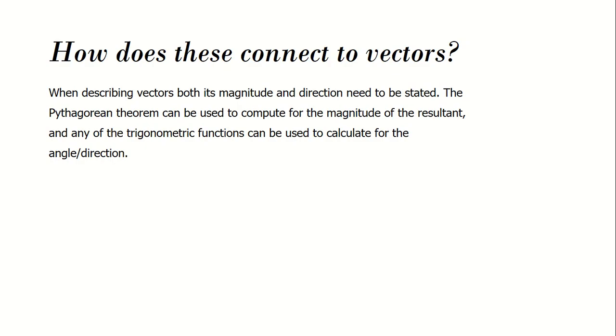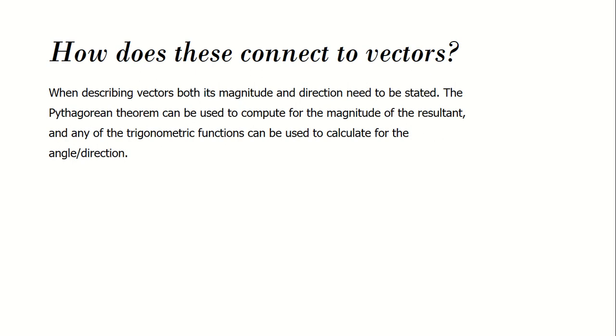Okay, now that we are done with the review of how to use the Pythagorean theorem and the trigonometric functions of an angle, let us have a conclusion of why this is necessary. Why is the review important in dealing with vectors? Again, if you remember, vector quantities, you need to state both the magnitude and direction of the object.